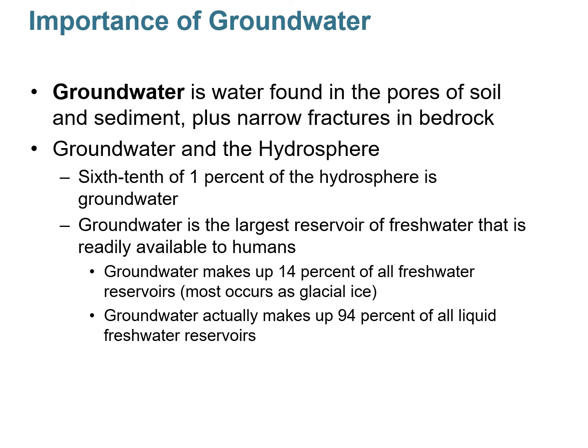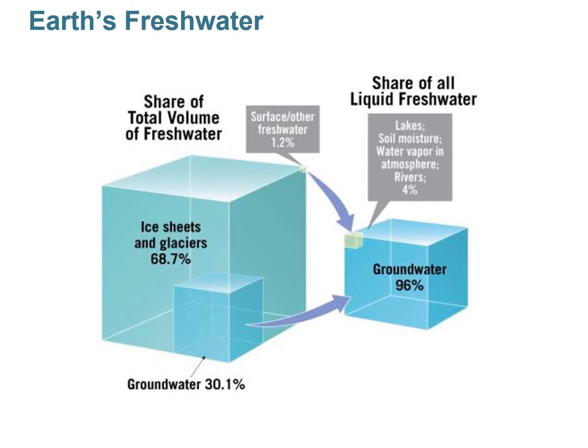But if we consider liquid freshwater reservoirs, meaning not solid, like glacial ice, then groundwater makes up about 94% of all freshwater reservoirs. And you can see that here. So here is the share of total freshwater in terms of volume. 68% of that are in the ice sheets and glaciers. So that's in Antarctica and Greenland. So about 30% of that is groundwater. But if we break down just all of the available liquid fresh water, 96% of that is groundwater. So it's a big reservoir.